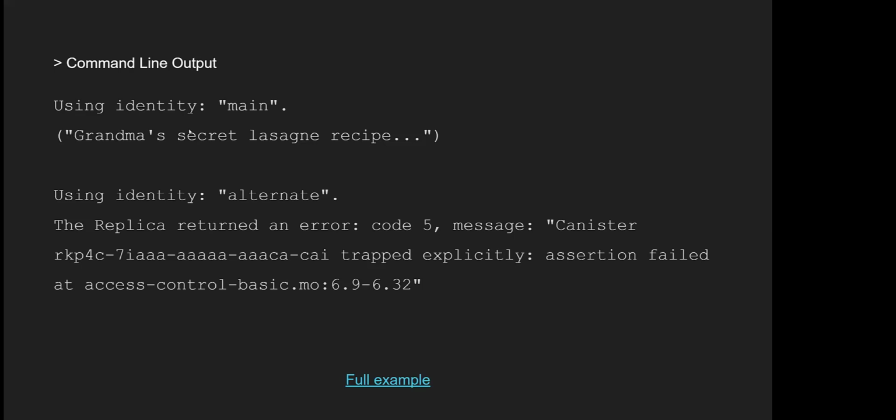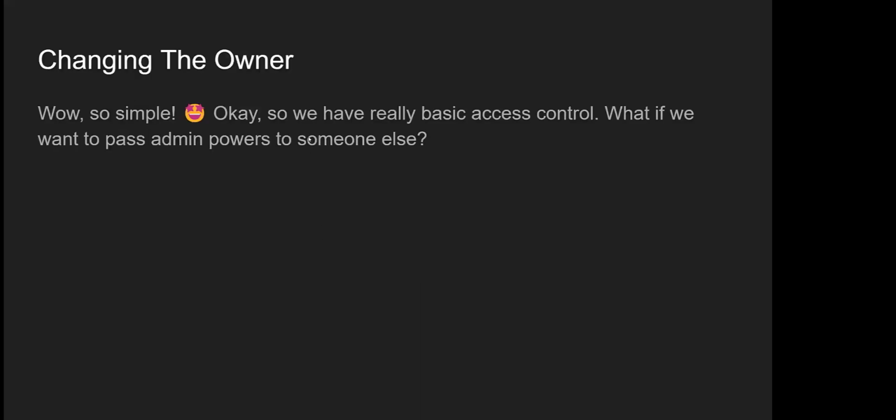This is what that output would look like. Using the main identity, you would get grandma's secret lasagna recipe, and using an alternate identity, you would get a message that looks like this: Replica returned an error. This canister trapped explicitly because an assertion failed, and it's telling us the file and the exact line where the assertion failed. So that's super simple, and that could be all that you want for your use case.